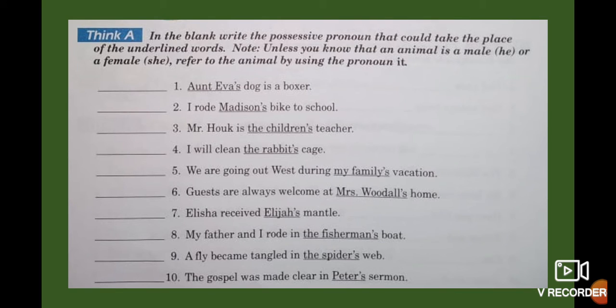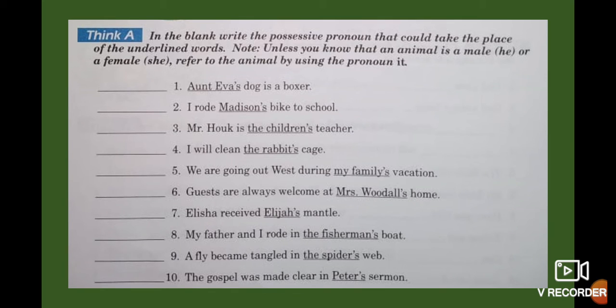Let's start with the exercises. This one is exercise 8. In the blank, we write a possessive pronoun that could take the place of the underlined words. If you notice, every sentence has some underlined words. We try to identify the possessive pronoun that we can use in place of these underlined words. And if we don't know the gender of an animal, if it is a female or a male, we write the pronoun it, because we don't know the gender of the different animals.